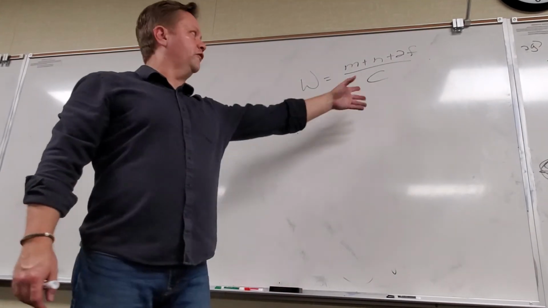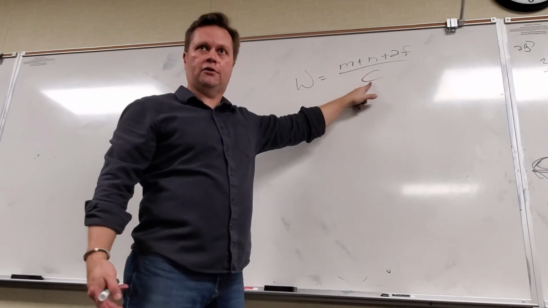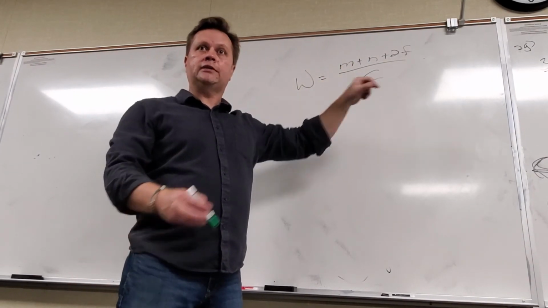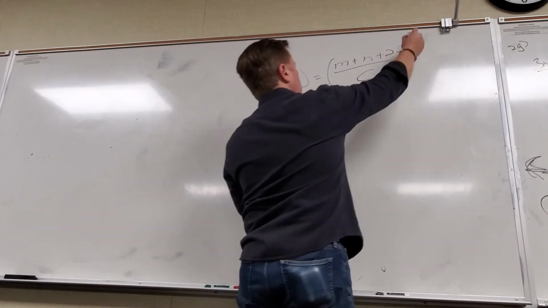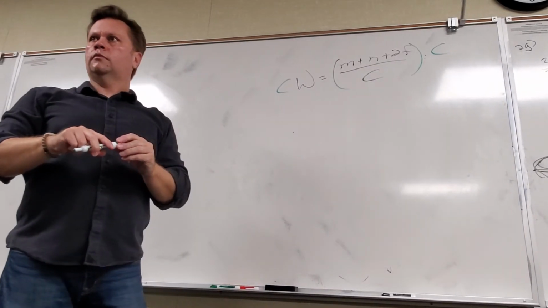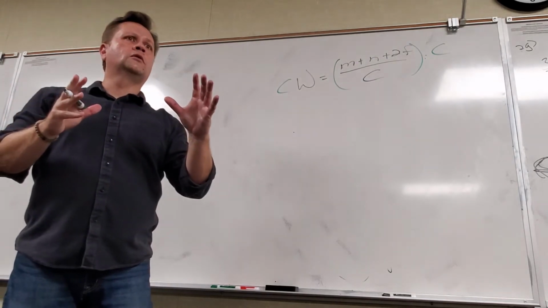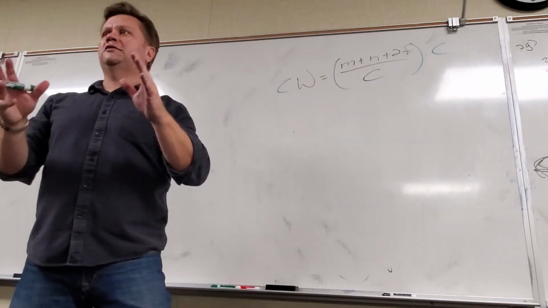Why is there a fraction? Because I have stuff divided by c. If only that c wasn't there, right? So how do I kill the c? I multiply both sides by c. Do you see that? Some of you do, and the rest of you, I love you guys.